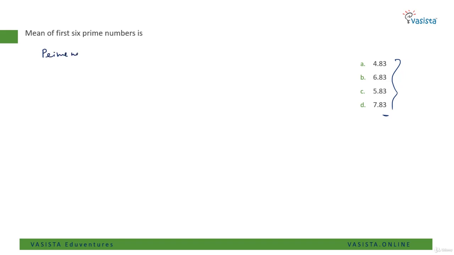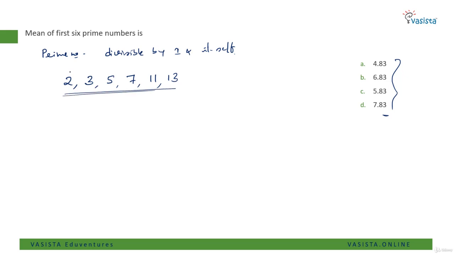A prime number is a number which is divisible by 1 as well as itself. So you know that 2 is the only even prime number. The second one is 3, the third one is 5, the fourth one is 7. Then 9 is divisible by 3, so it is not a prime number. Then 11 is not divisible by any number, and then 13. These are the first 6 prime numbers: 1, 2, 3, 4, 5, 6.